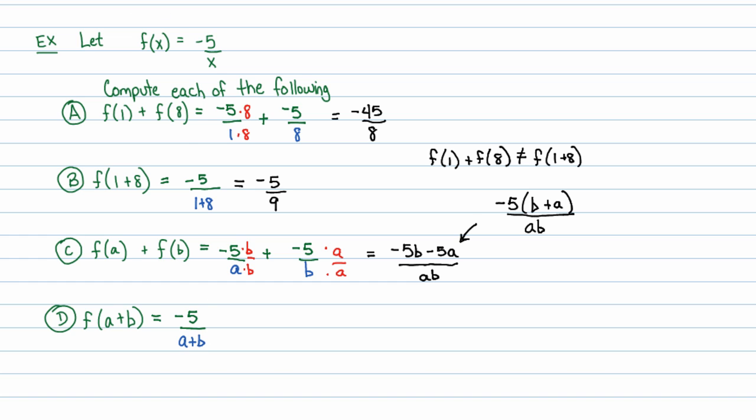Actually, that's as good as it gets with this one. This is just going to be negative 5 over a plus b. There's no other way to simplify that down, really. You can't break this apart, so let me put this in red. This is not equal to negative 5 over a plus negative 5 over b. It's not equal to that.